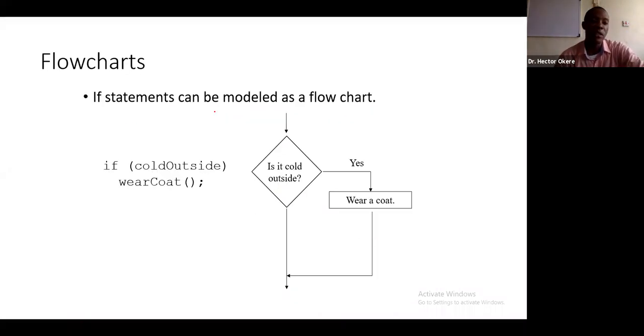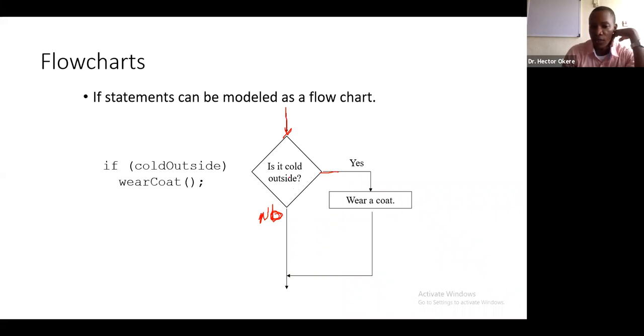An if statement can be modeled with a flowchart. This diamond usually means decision, and usually it has two arrows going out from it. One arrow coming in, but two arrows go out because you make a decision: yes or no?